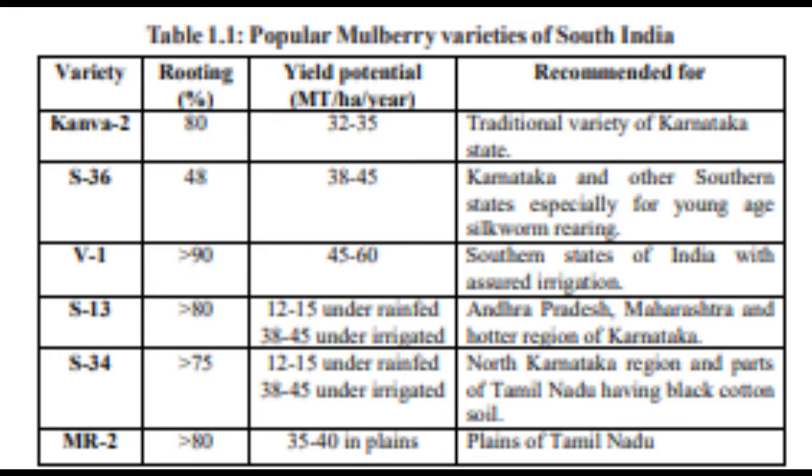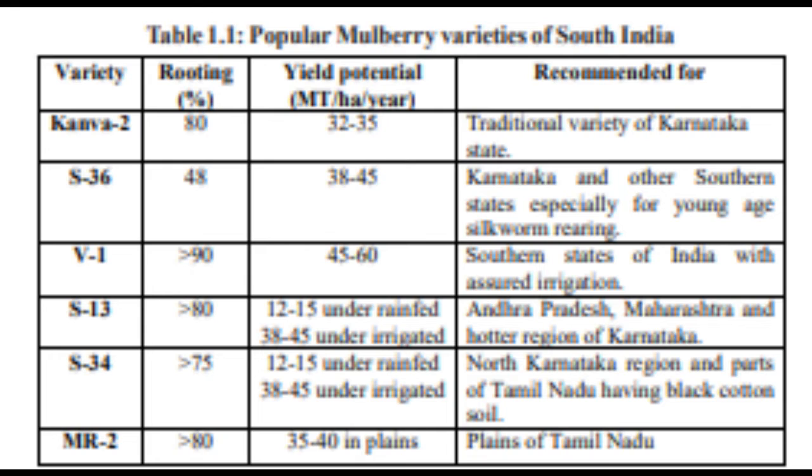You will also learn from the farmers that this variety has been partially replaced by high-yielding varieties like S36 and later by Victory 1, V1, which has spread over 33,000 hectares in South India. Variety V1 is also gaining popularity in other states of India.